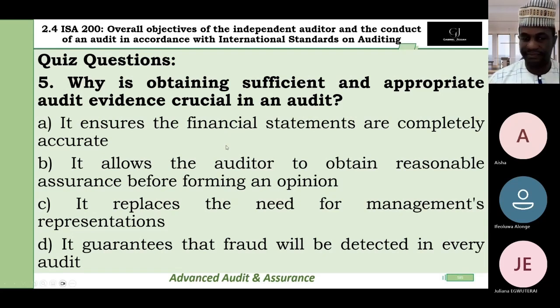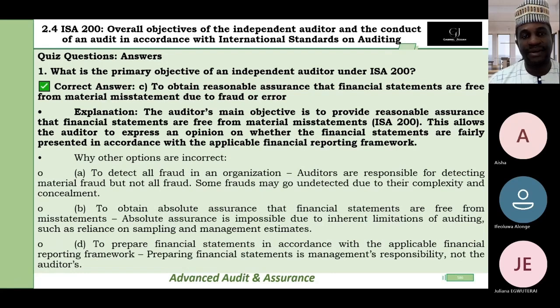All right, so let's see. Number 1, what is the primary objective of an independent auditor under ISA 200? Everybody got C. Only A changed her mind. So the answer is not B because you cannot provide absolute assurance. Exactly. In fact, the Institute of Internal Auditors stated it clearly for us, internal audits aside external auditors. No audit provides absolute assurance. No matter what an audit, you can't say 100% everything is clear.